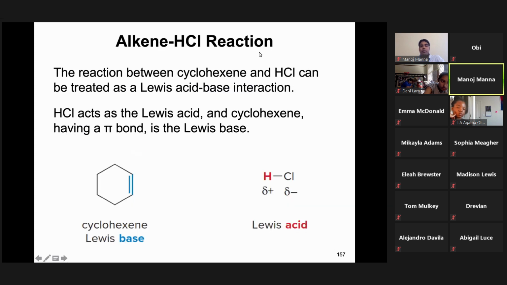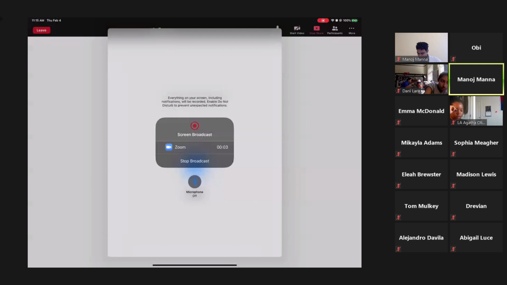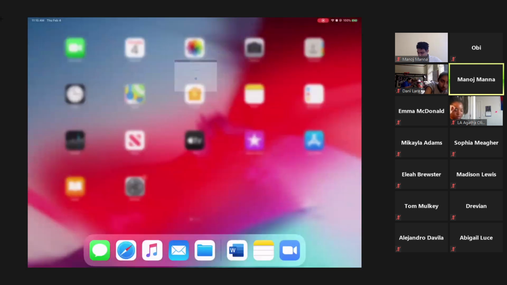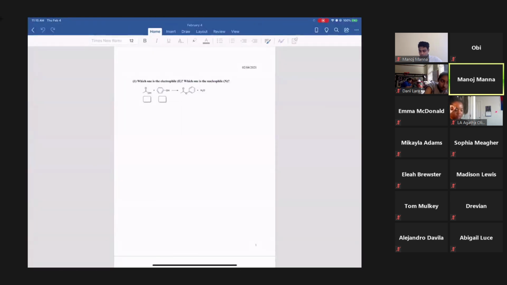So here, before we talk about the reaction, let's see some examples, and we can figure out which one is the electrophile and which one is a nucleophile. I have shared that file in Blackboard. Let me see if we can identify the electrophile and nucleophile. That's a very important part of organic chemistry. So let's take some examples so that you can understand the electrophile and nucleophile concept.